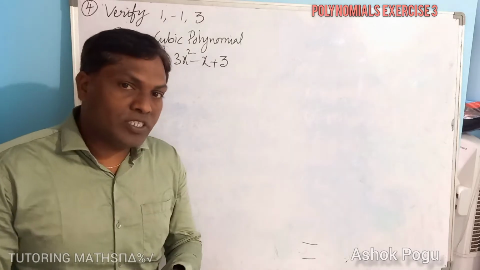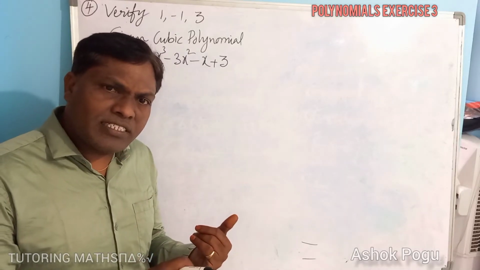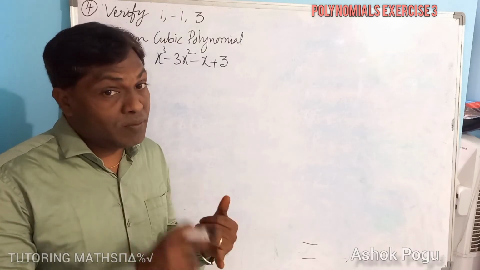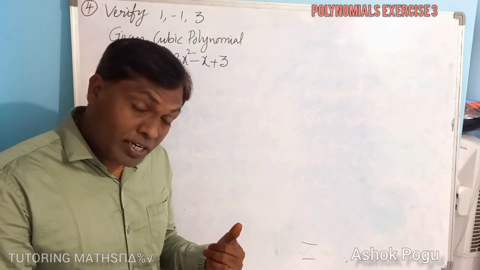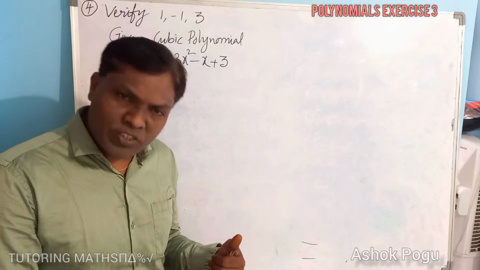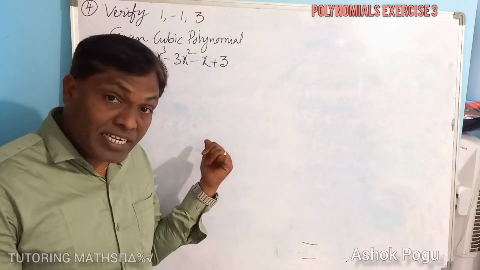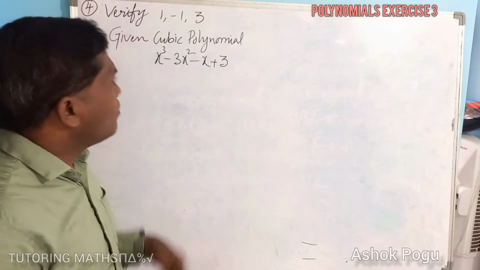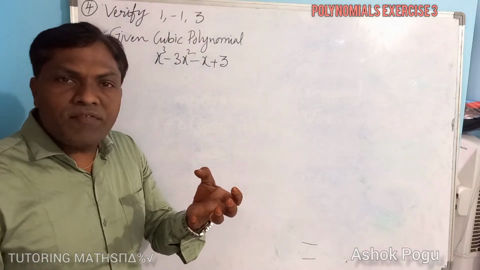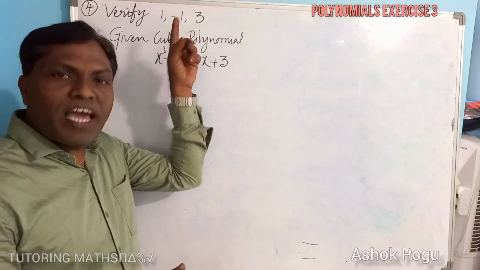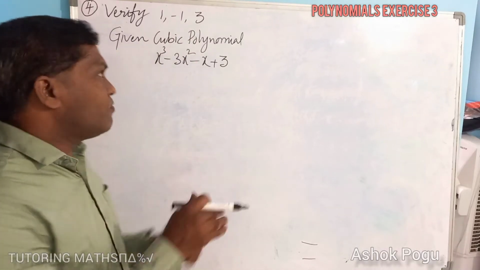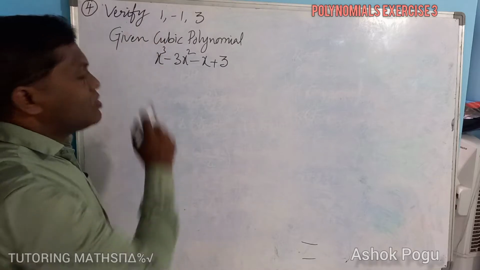the previous questions. In the last classes we have discussed the quadratic polynomial, the relation between the coefficients of the quadratic polynomial and also the zeros of the quadratic polynomial. But at present this is a cubic ordered polynomial. So let us see. First of all, how do we verify whether the given values are zeros of this cubic polynomial or not?